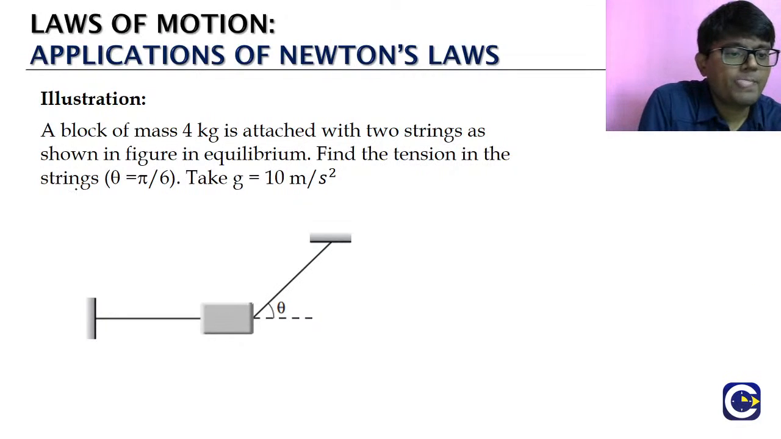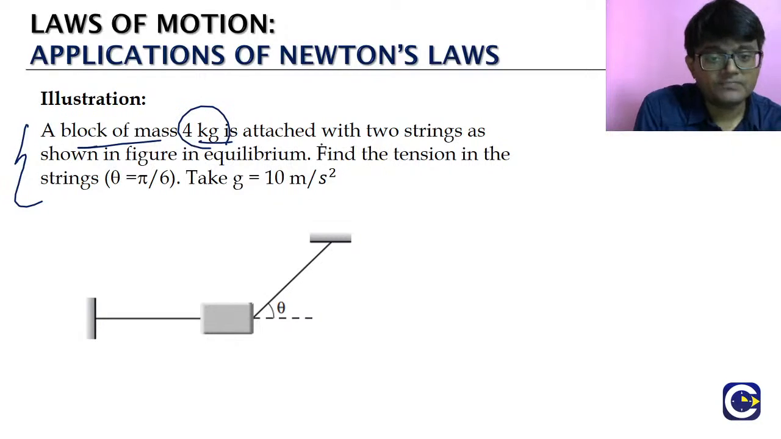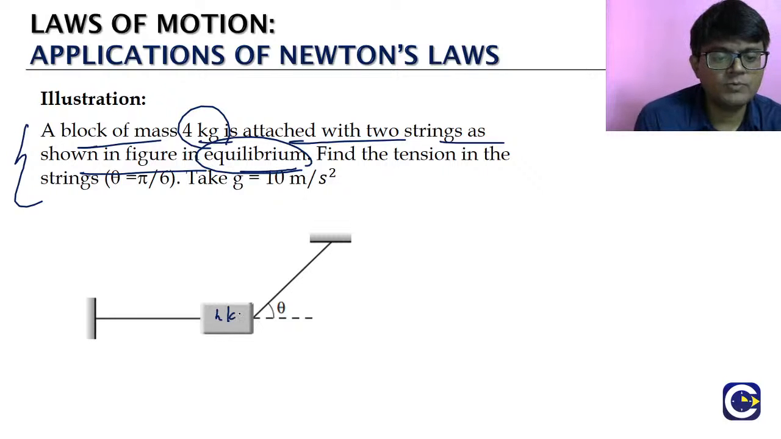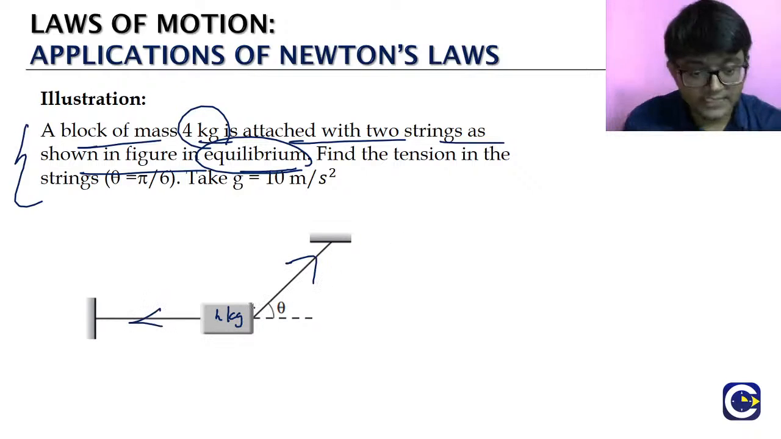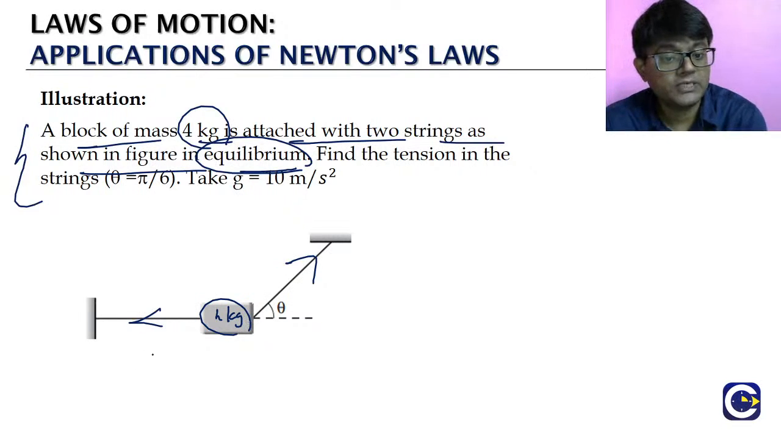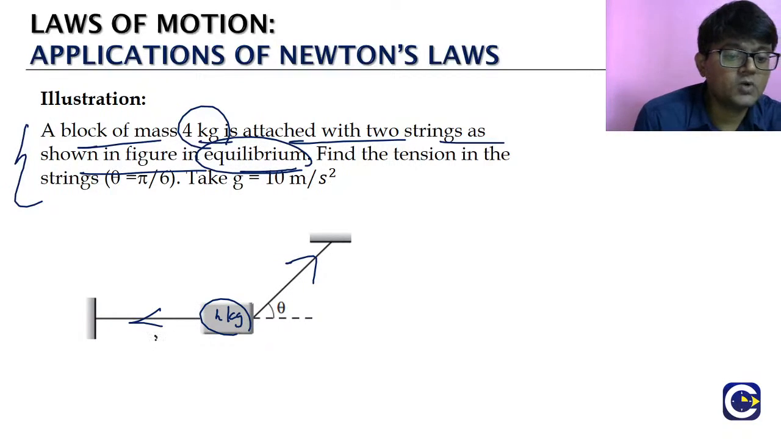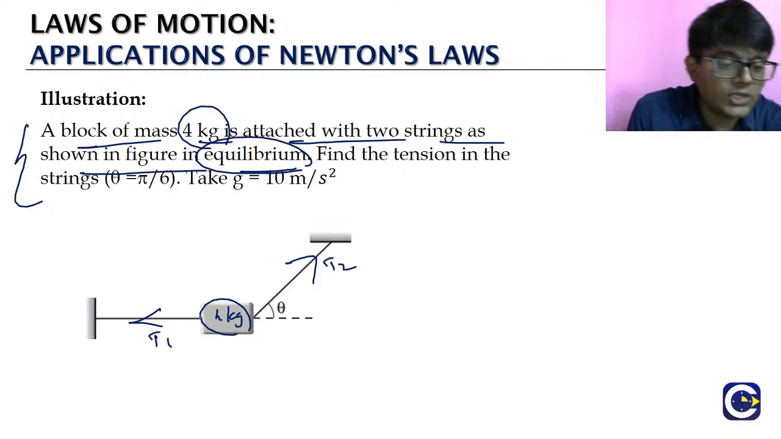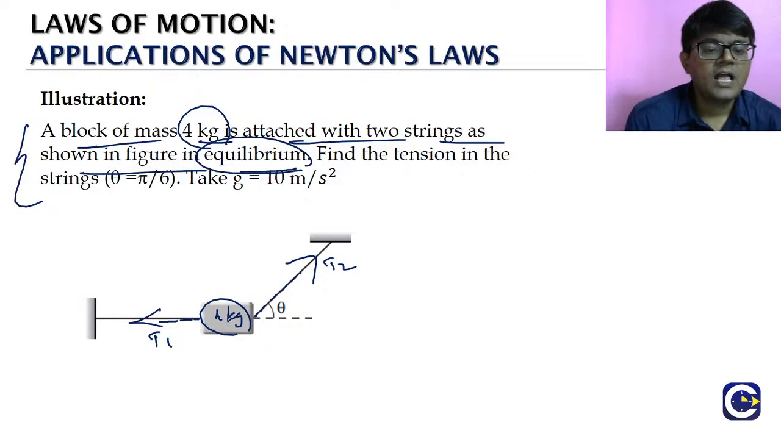So look at this, a block of mass 4 kg is attached with two strings as shown in the figure, in equilibrium. So this block is having how much mass? 4 kg. This side we have a string, this side also we have another string. So on this block there will be two tension forces acting. Let us call them T1 and T2. This side tension is going to be acting into the string. Here also the tension is going to be acting into the string.